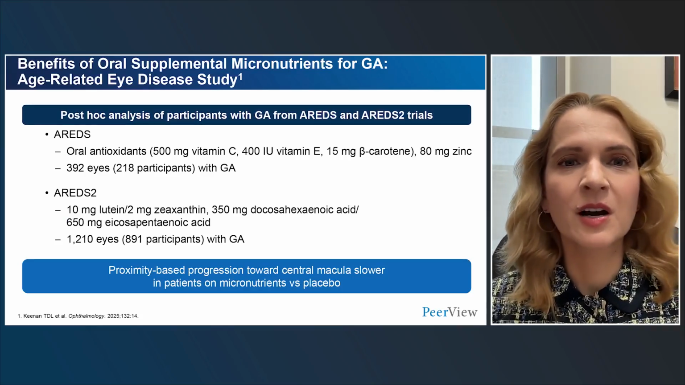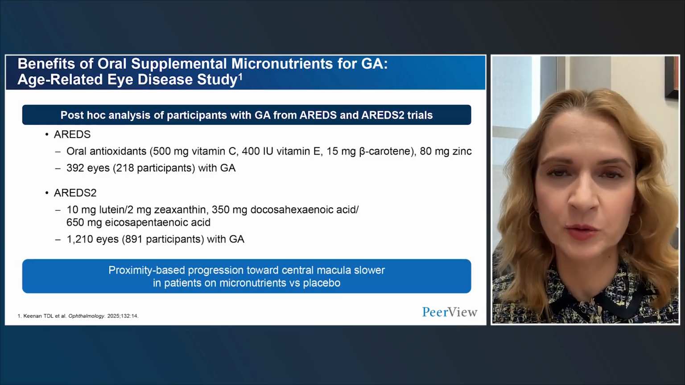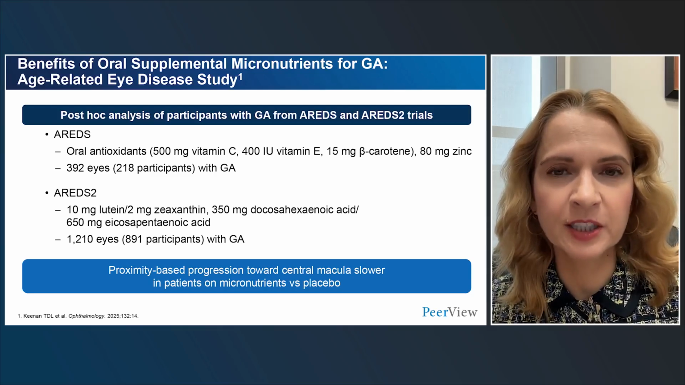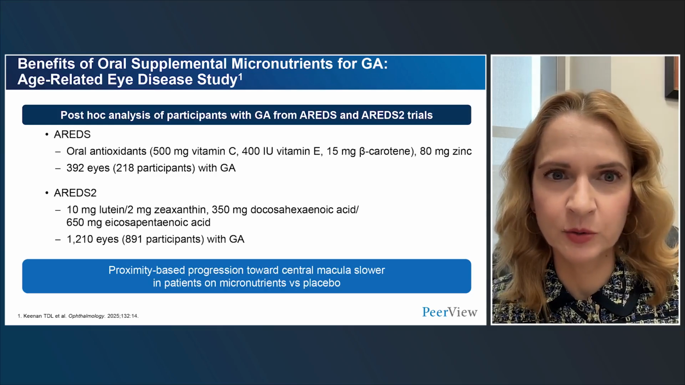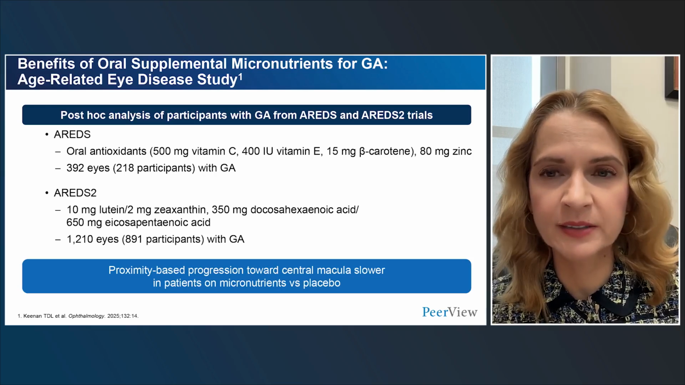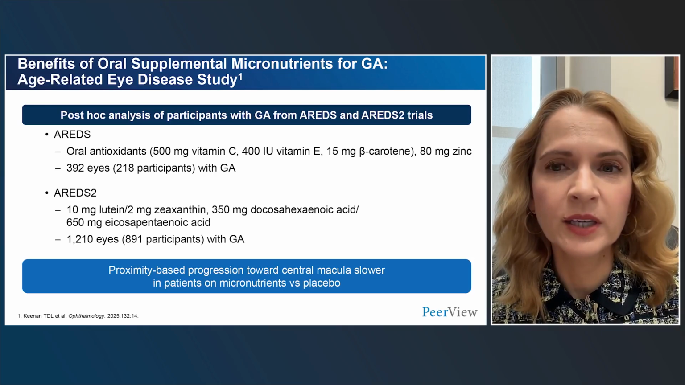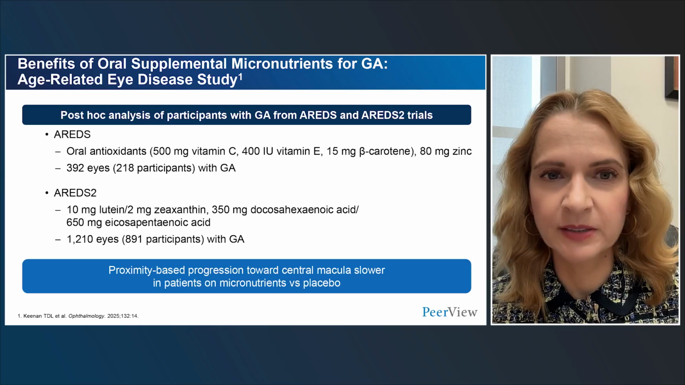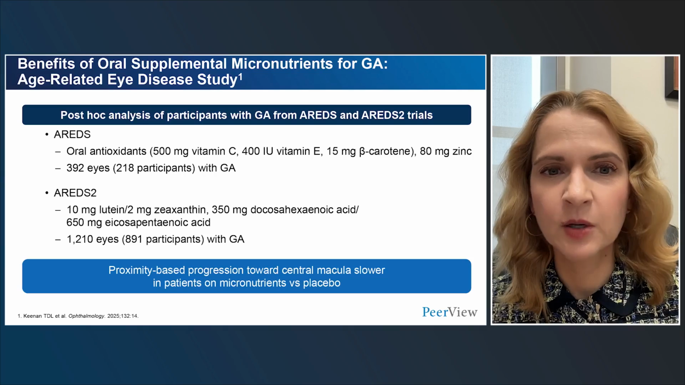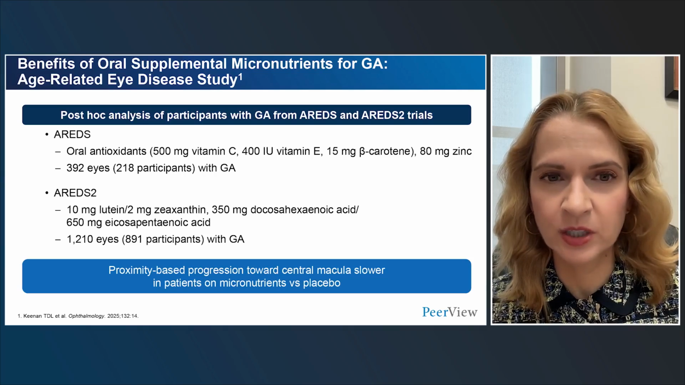A few words on the benefits of oral supplemental micronutrients for treatment of geographic atrophy. The Age-Related Eye Disease Study provided important knowledge about these micronutrients. In a post-hoc analysis of participants with GA from both the AREDS and AREDS 2 trials, we have investigated the use of the AREDS vitamins in these patients. Oral antioxidants that included vitamin C, E, beta-carotene, and zinc were given to 218 participants that had 392 eyes with GA.